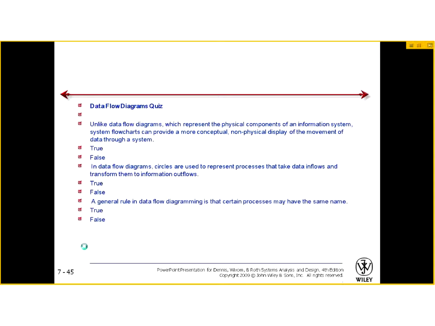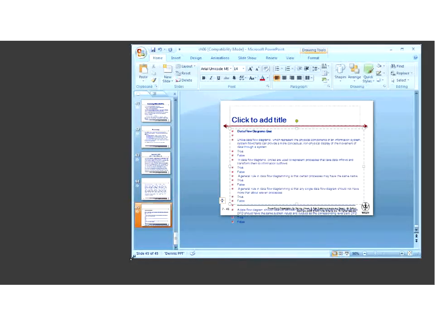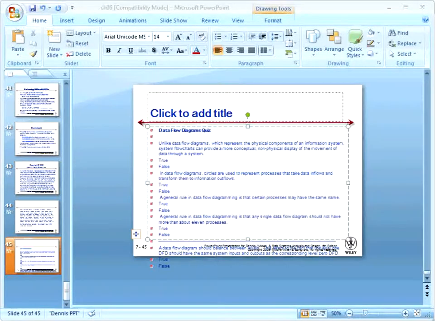Unlike data flow diagram, which represent the physical components of an information system, system flowcharts can provide a more conceptual, non-physical display of the movement of data through a system. In data flow diagrams, circles are used to represent processes that take input and transform them into output. A general rule is that certain processes may have the same name. So you can expect such type of questions. But the questions will be from the topics you have studied or the topics included in your book only. So you can expect such type of MCQs.